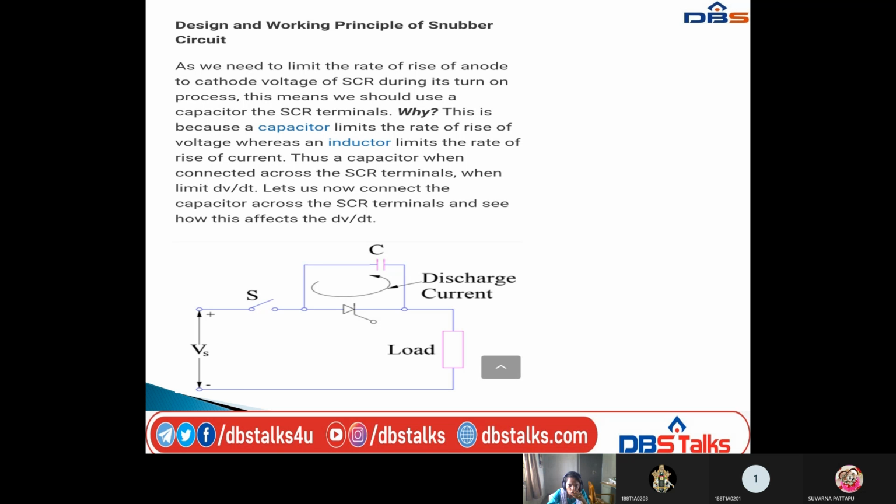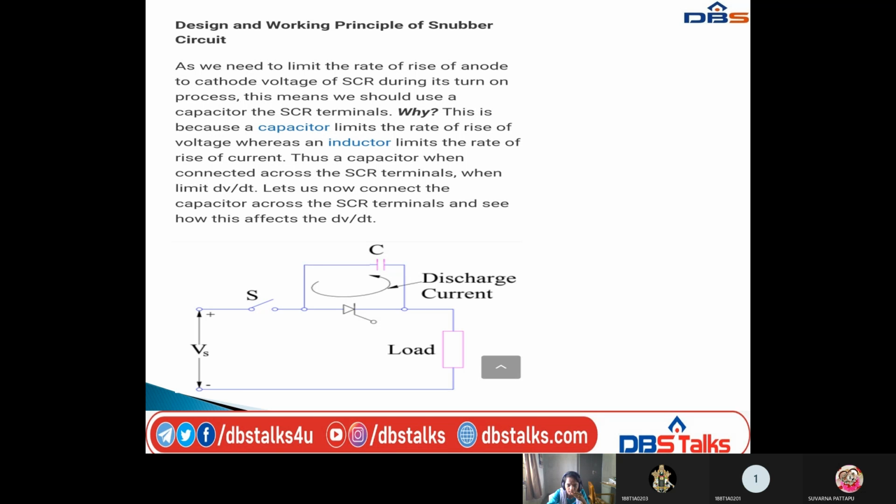this means we should use a capacitor, because a capacitor limits the rate of rise of voltage, whereas an inductor limits the rate of rise of current. Thus, the capacitor, when connected across the SCR terminals, limits the dV/dt. Let us now connect the capacitor across the SCR terminal and see how it affects the dV/dt triggering.